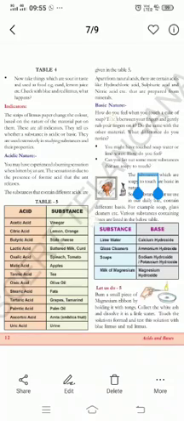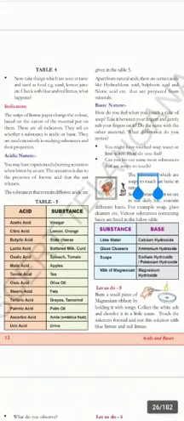Next topic, indicators. The strips of litmus paper change the color based on the nature of the material put on them. These are all indicators. They tell us whether a substance is acidic or basic. Basic, another name alkaline solution also, children. They are used extensively in studying substances and their properties.